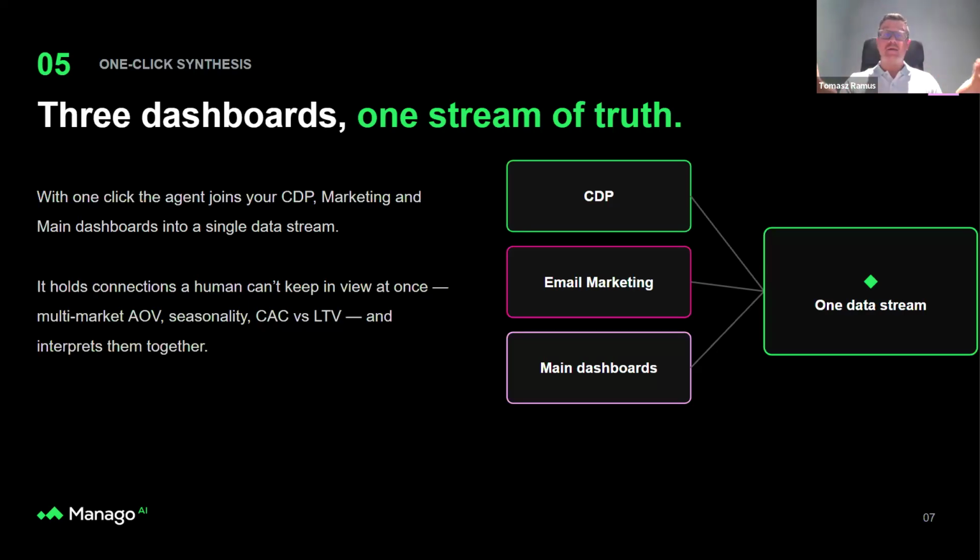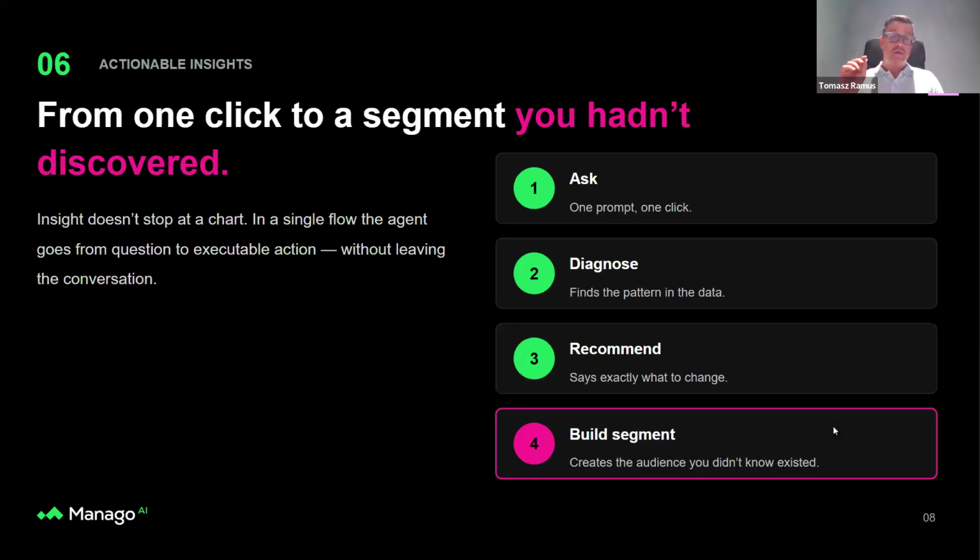You can basically ask, hey, please put all the data from the CDP, email marketing, and main dashboards into one data stream, and then draw conclusions from it. Tell me what are the trends that I might have been missing, and then recommend some next steps for me based on that analysis. But that's the whole point, and that's the next slide that it's all about.